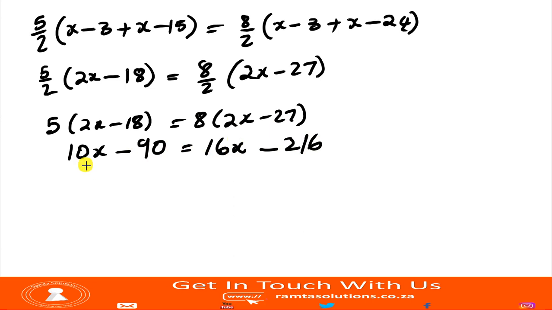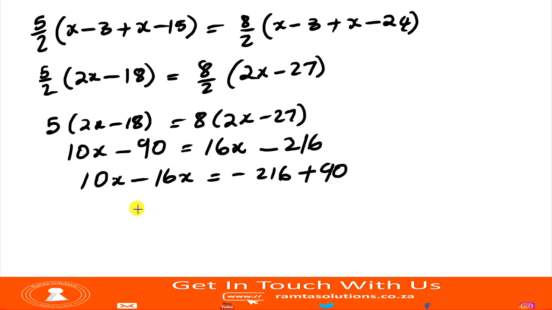So I'm going to take 16x to that side. For those that are struggling with doing such things, I'm basically saying 10x minus 16x is equal to negative 216 plus 90. And here we have negative 6x, and here we have negative 126. When I divide by negative 6, I get 21. Therefore, x equals 21.